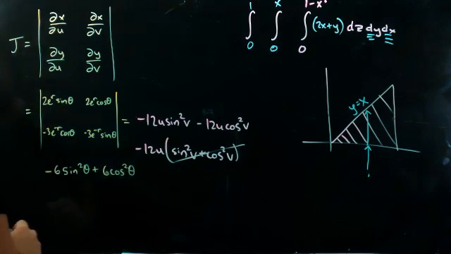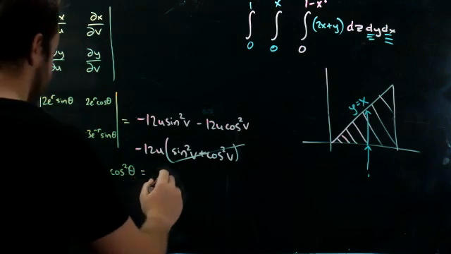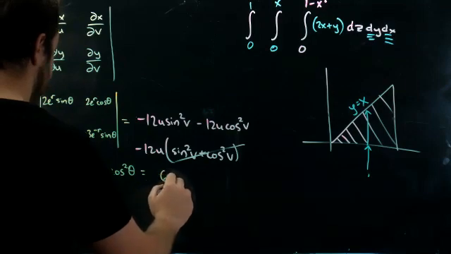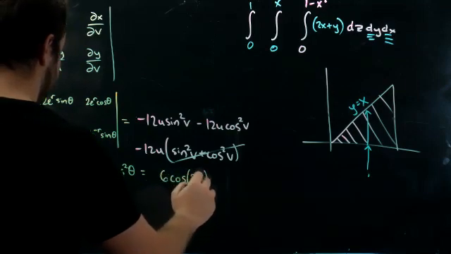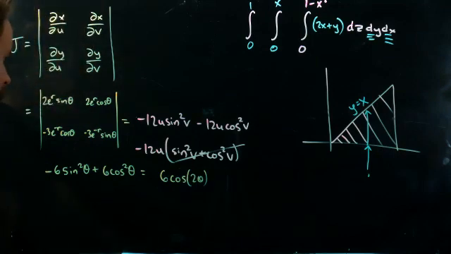We're left with what? Negative 6 sine squared theta. Yep. Plus 6, yeah, because the e.